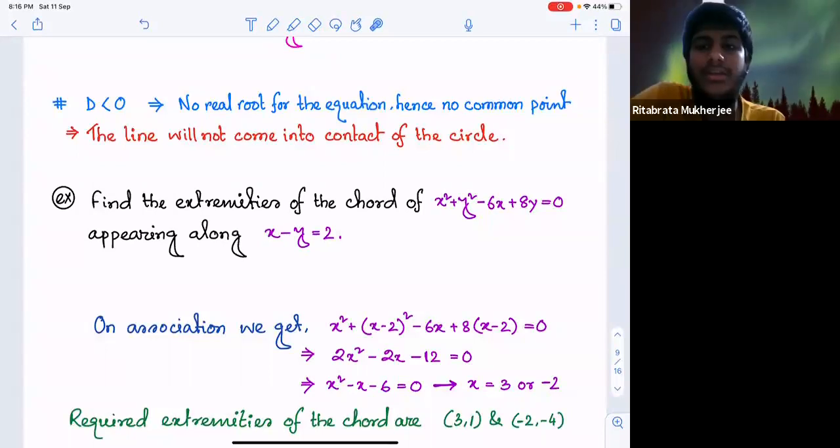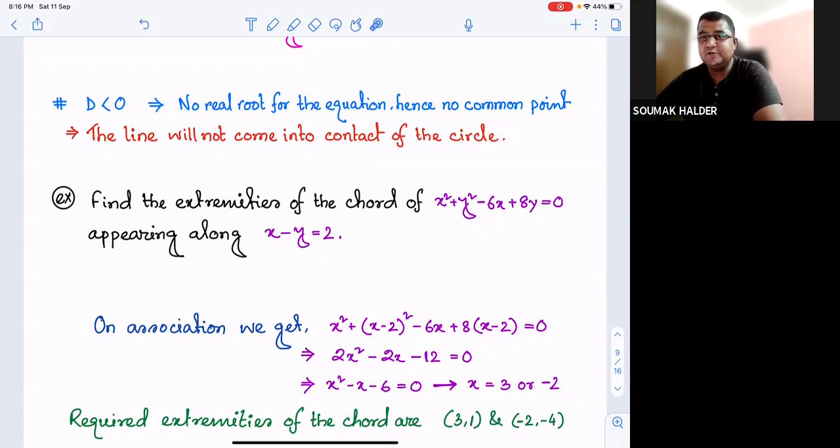This x minus y. Idea? Yes. X minus y is 2, so ordinate will always be 2 units less than the abscissa. So as soon as we get the roots from the quadratic as abscissas of the common points, corresponding ordinates can be marked as 2 units less than the abscissa.